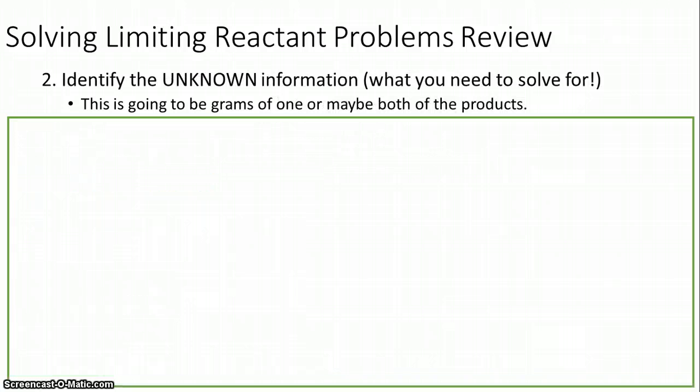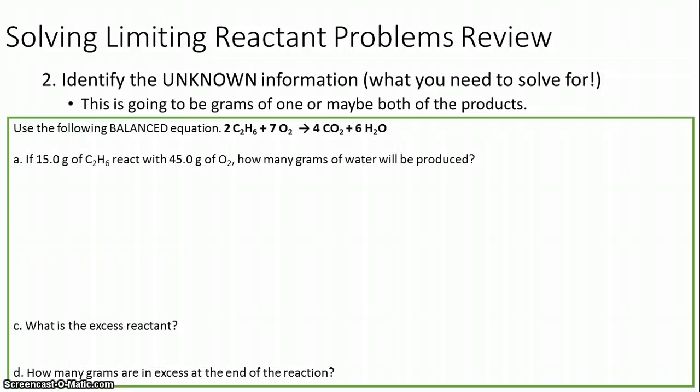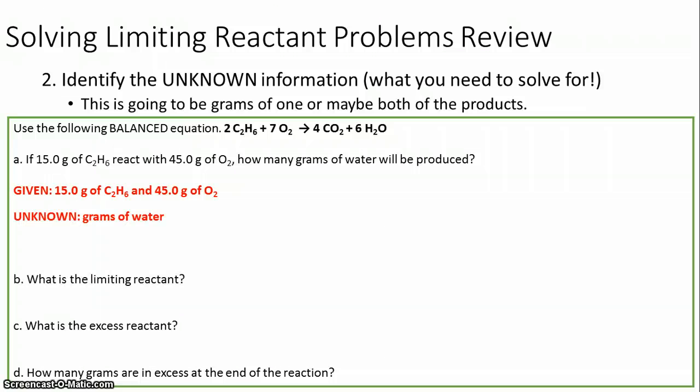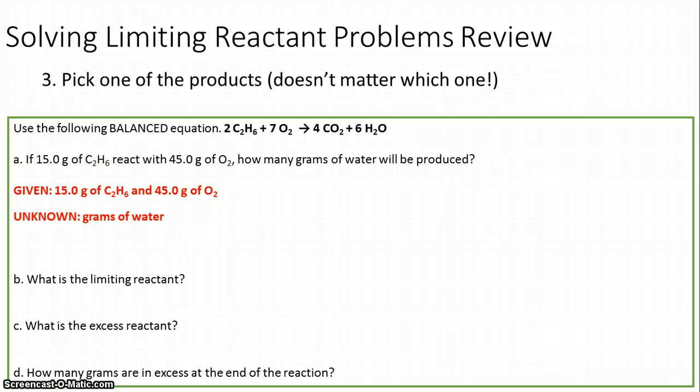That's step 1. Step 2, what is the unknown? What are we trying to solve for here? So mathematically, the unknown here is the grams of water. How many grams of water is going to be made when you combine 15 grams of C2H6 and 45 grams of oxygen? And there's also a B, C, and D component here. But once we get through the next step, those will be answered as well before we even get to the mathematical answer. So step 3, pick one of the products.